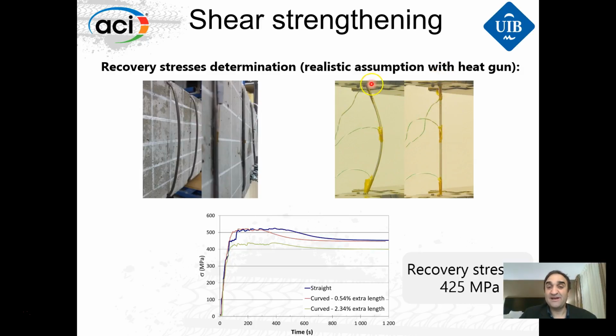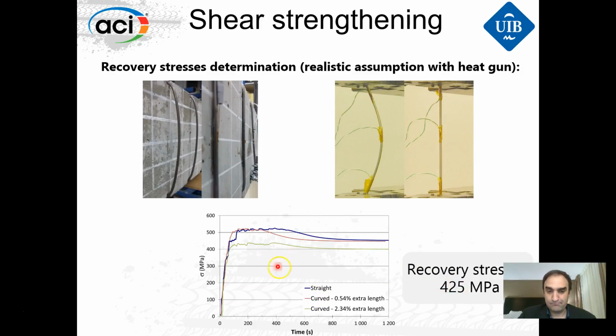Okay, so we have tried this test with different initial imperfections, and we have seen that at the end, using the heat gun and with the real imperfection that we have, we have estimated that we are more or less in the middle, and here we'll have 425 megapascals of recovery stress.